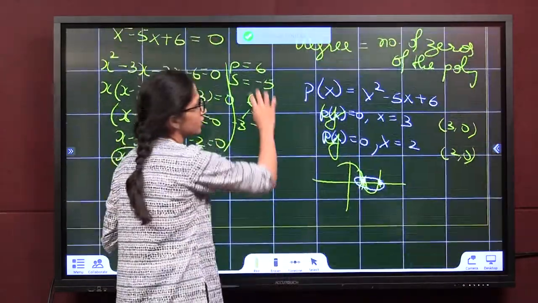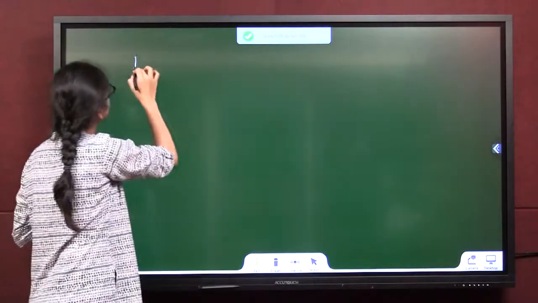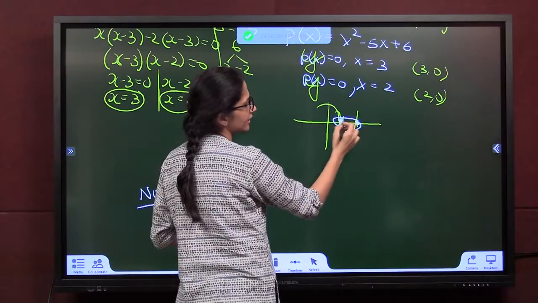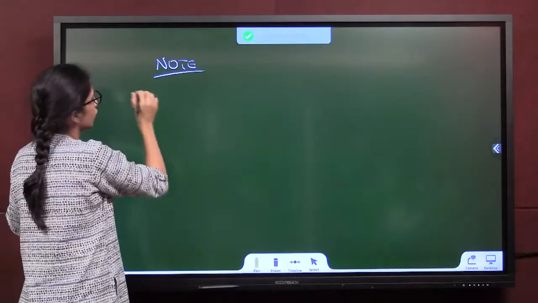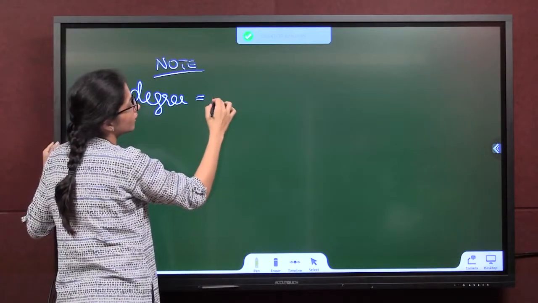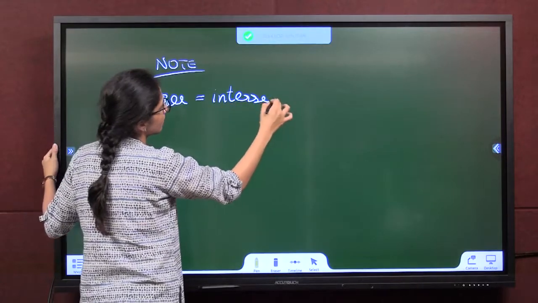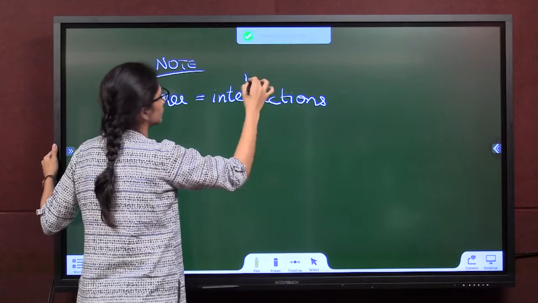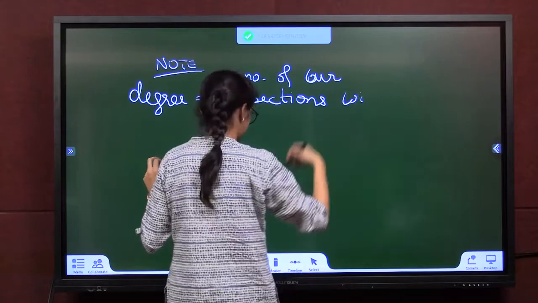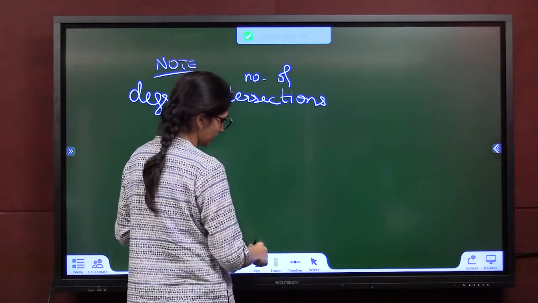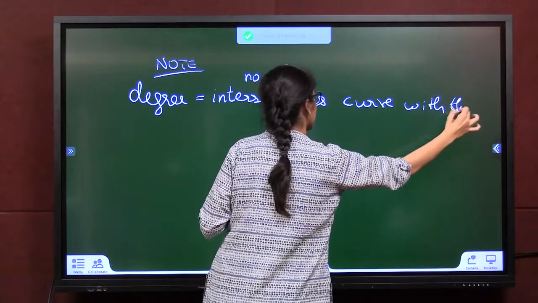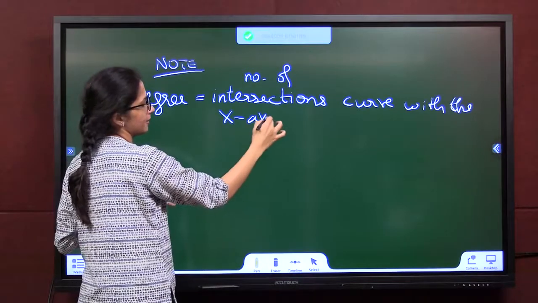So what can we say? The next note. So it had 2 zeros, so it intersected the x-axis at 2 points. So I can say in the same note, the degree of the polynomial also tells you how many times it will intersect. Number of intersections of the curve, which curve? Polynomial curve with the x-axis. This is very important to understand why. I have explained why.